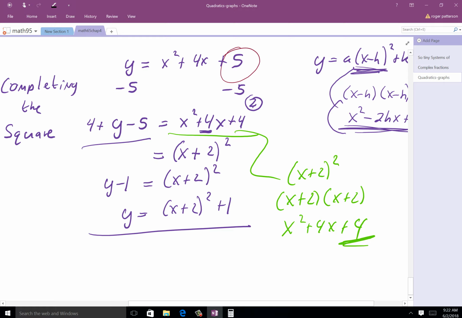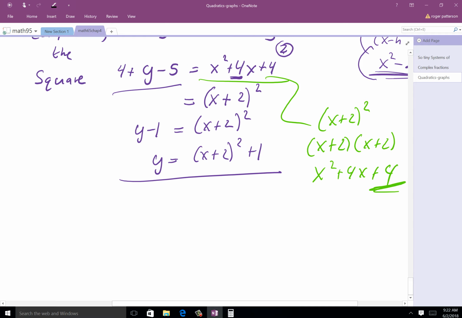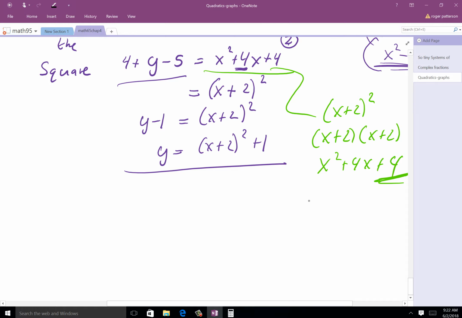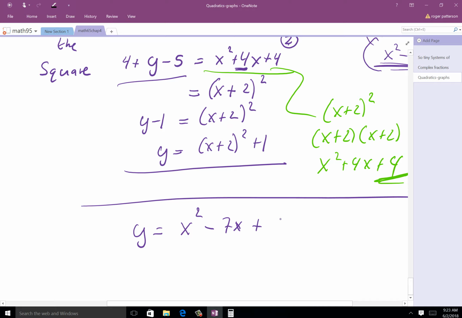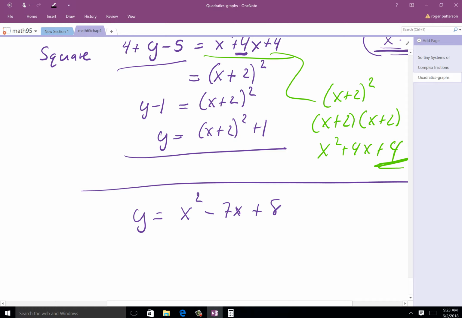Why don't you make it a 7 number? Like 7. Maybe this is a 7? Yeah, why do 7 instead? Well, let's do a 7 one then. You want a 7? We'll give you a 7. Okay, here you go. Y equals x squared plus 7x. Here, let's make it minus 7x plus 8. How's that? All right. Watch what happens.